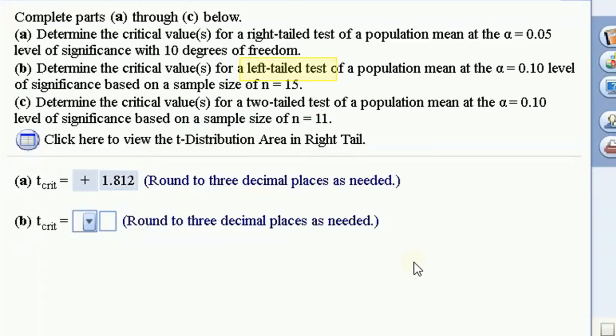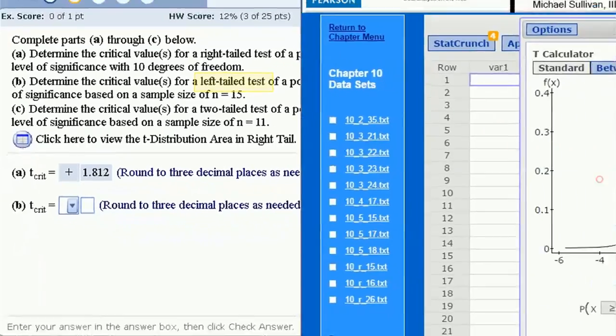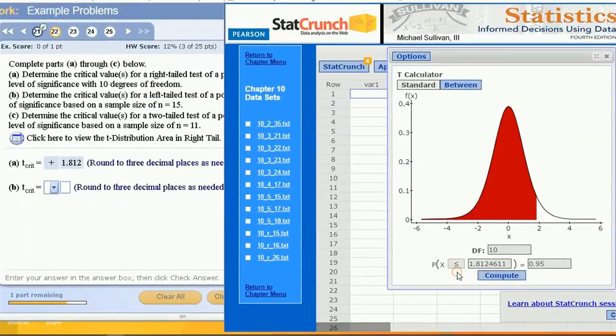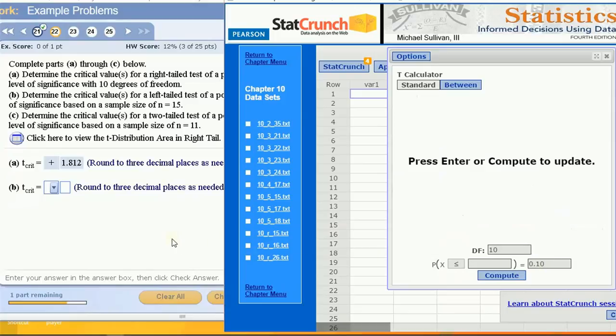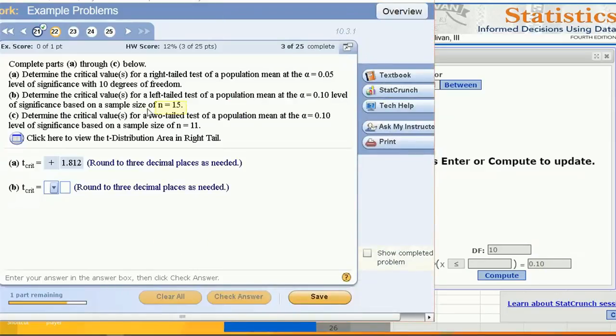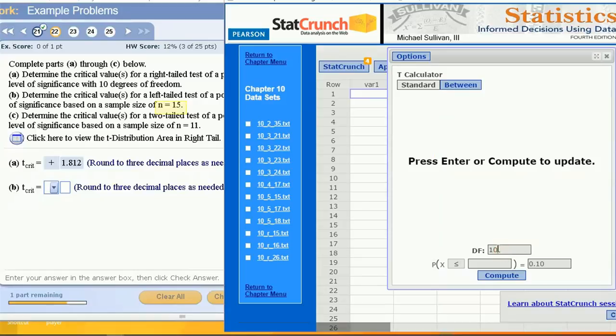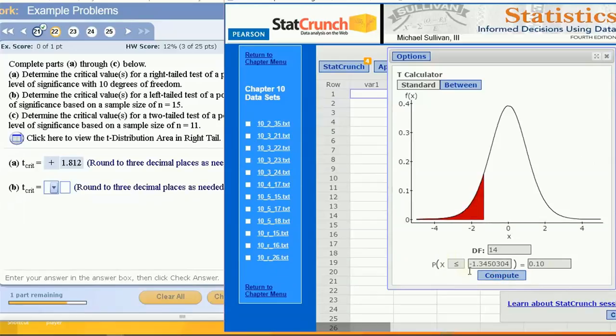Now, for part B, I want to do a left-tailed test. So let's just change that first. Left-tailed test, less than or equal to, alpha level of 0.10, so let's just correct that to 0.10. And I'm told I have a sample size of 15. That is not my degrees of freedom. That's the sample size. For these one sample population mean tests, the degrees of freedom is 1 less than the sample size. 15 minus 1, 14. That's what I want. Set my alpha, set everything, and I got it.